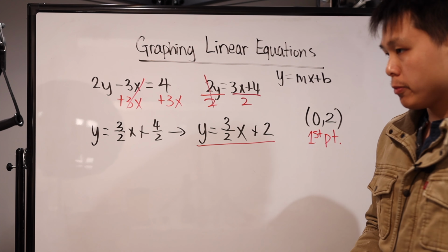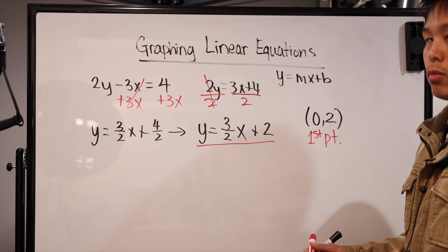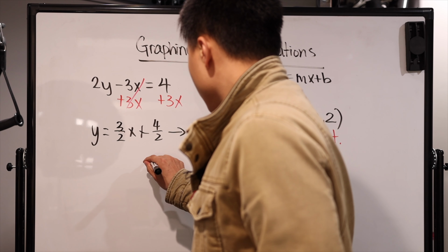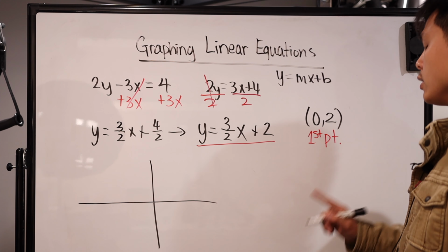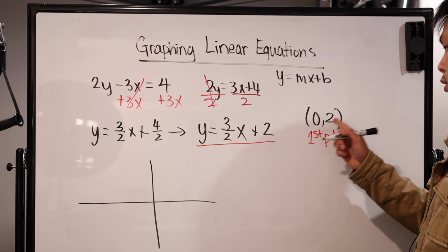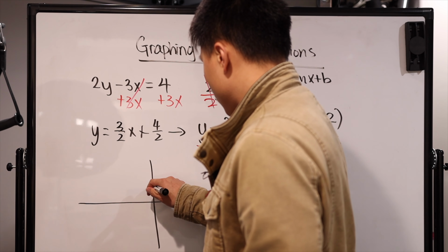Okay, now this is where it can be tricky. Not really, but all right. Anyways, I want a graph. There's our graph. We start off with (0, 2). So in this case, that's going to be 1, 2 right here.